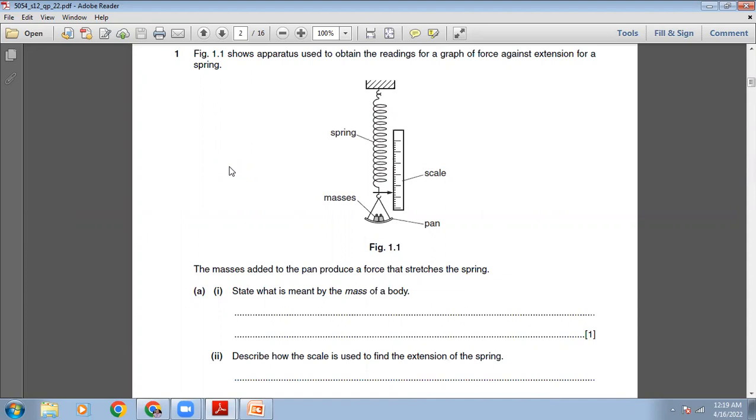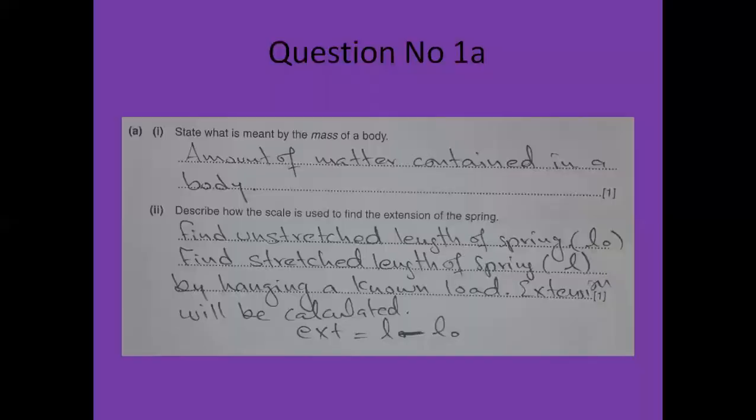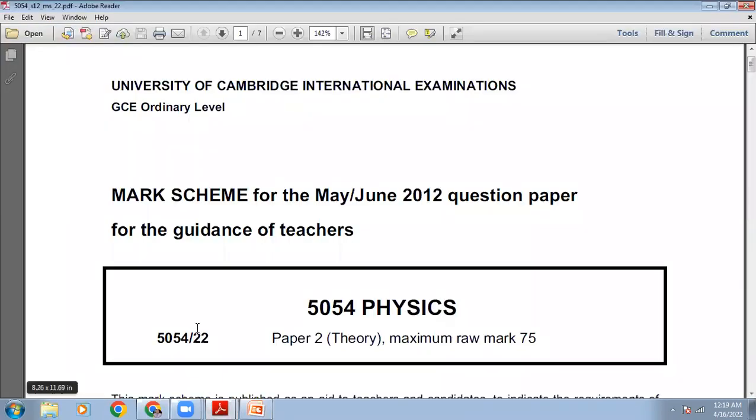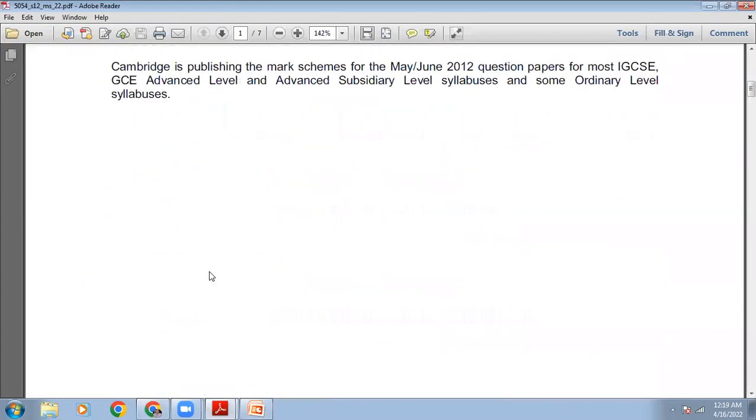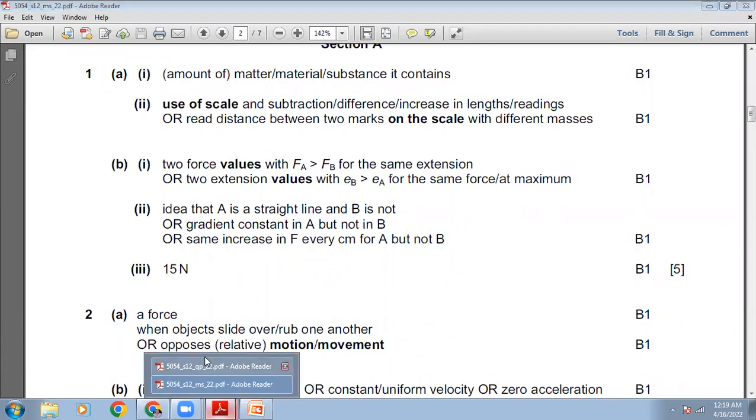State what is meant by the mass of a body. The mass of a body means the amount of matter contained in a body. So that's the definition. Amount of matter contained in a body. So this is the marking scheme. So in part A, our definition is right.